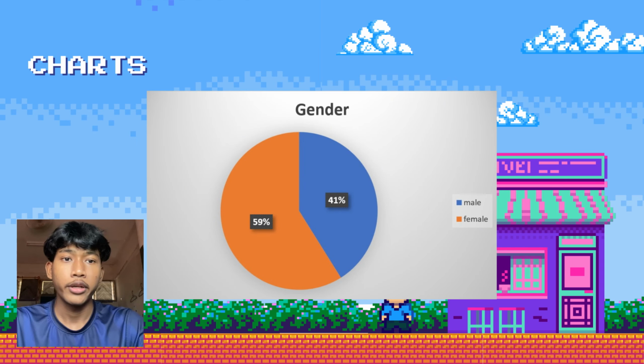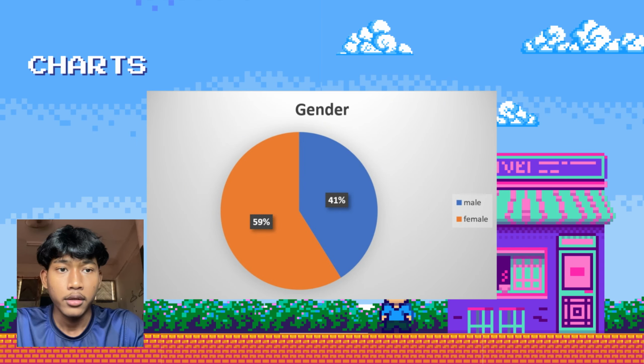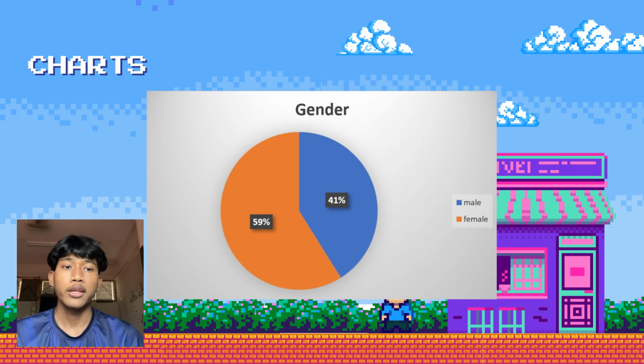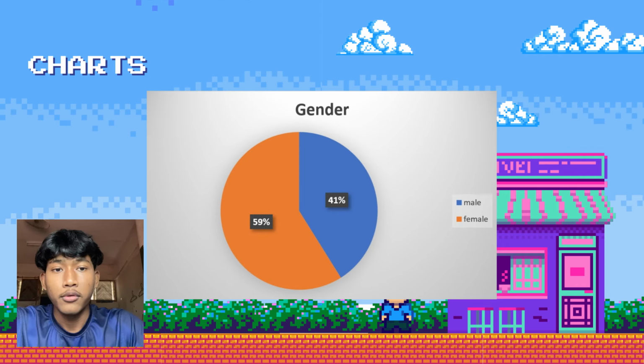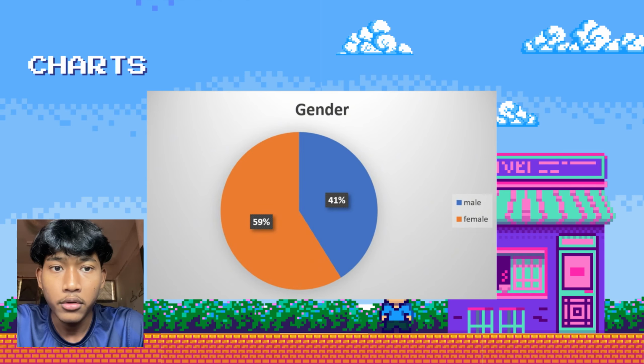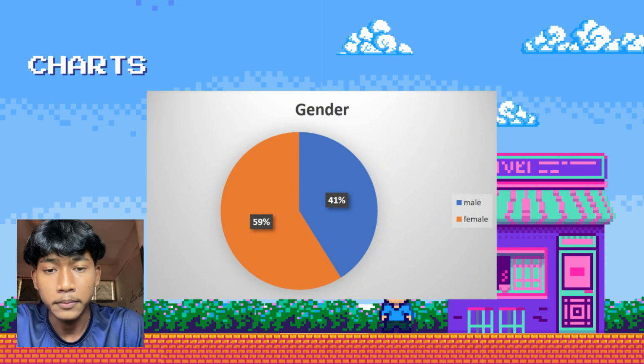First, let's look at the gender for our AS120 student respondents. The pie chart shows that the majority of our sample are female, accounting for 59%, while 41% are male. This demographic context is useful for understanding how students typically go back to their hometown.